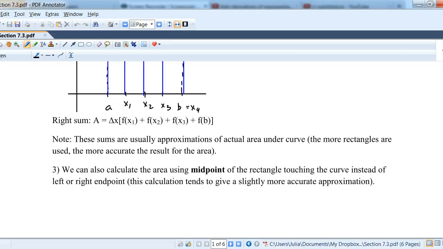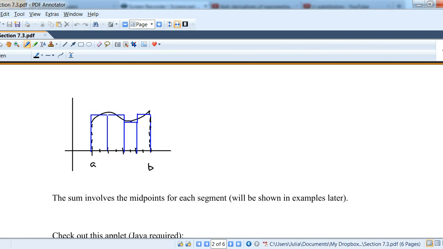Now the midpoint is usually a little bit better, because if you're touching at the midpoint, notice not as many rectangles over or under approximate. So what you're going to do is you still have your endpoints, but then you're going to find the midpoint between each of them. I didn't write it out, but later in the example I'll show you how to do that.